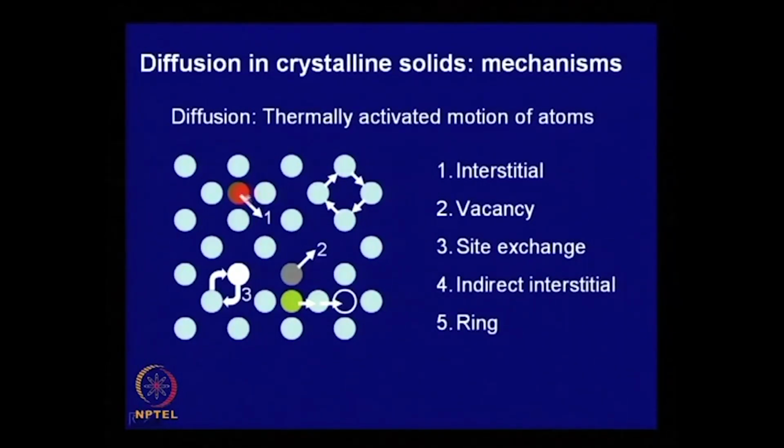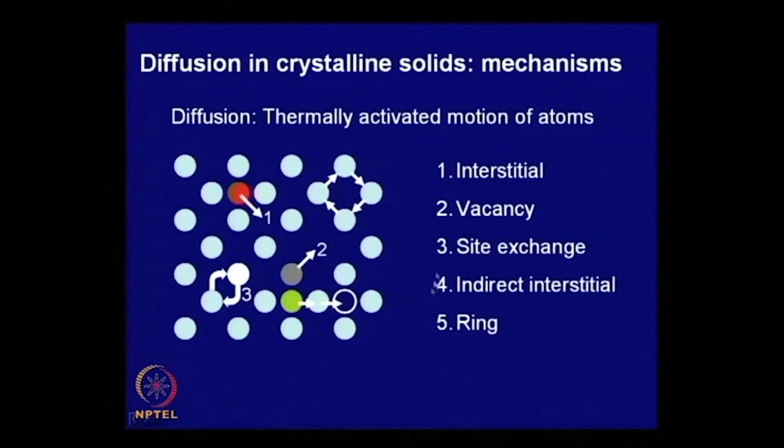So, one mechanism is, if there is an atom in the interstitial gap. This is a normal lattice site, this is a normal lattice site, and in between there is an interstitial gap. If there is an atom here, and if it can move over here, possibly when it moves, the gap here is smaller, it may have to push a little and then come here. So, this is one mechanism of thermally activated motion of atoms in solids, or diffusion. Basically this is called the interstitial mechanism.